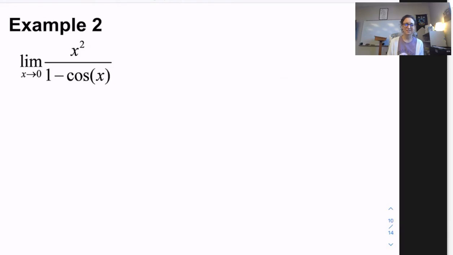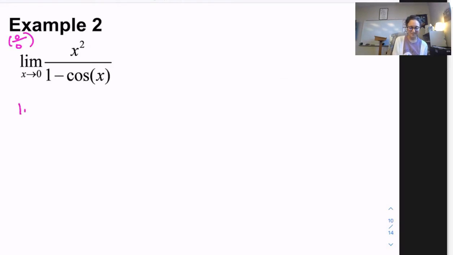All right, I'm going to force another pause on your screen. Can you copy what I have, and we'll work this together. All right, so make sure we have 0 over 0. Numerator is certainly 0. Cosine of 0 is 1, and 1 minus 1 is 0. Okay, so we are allowed to apply L'Hopital's now.